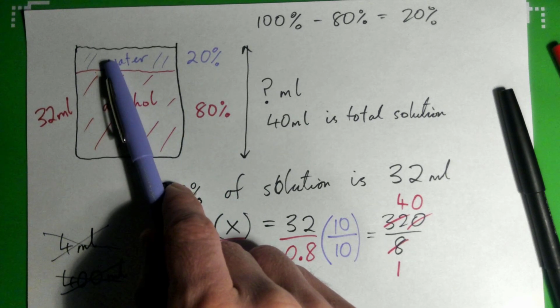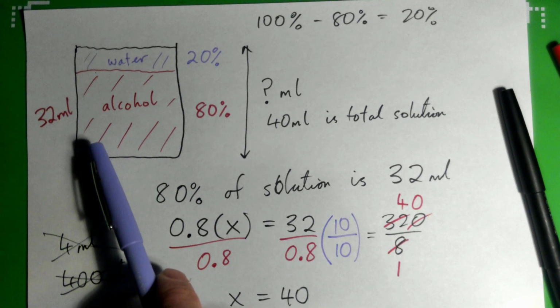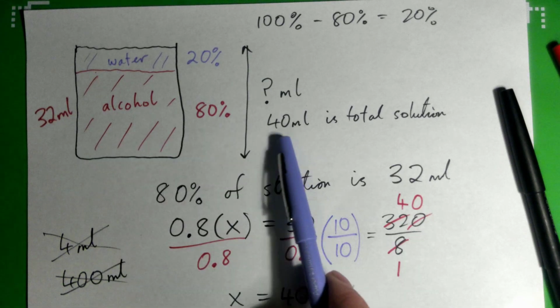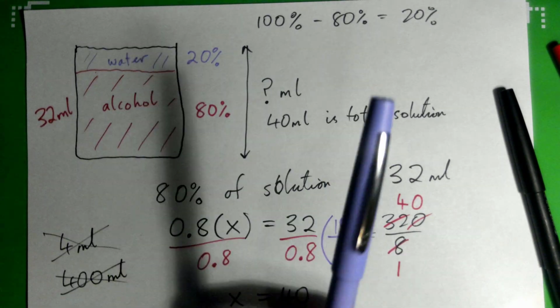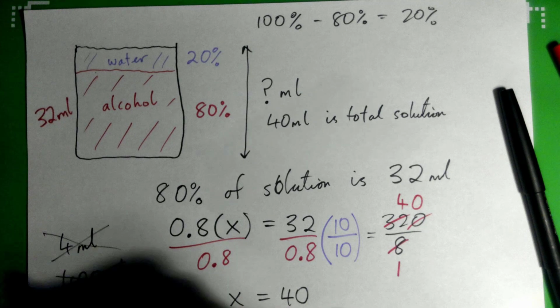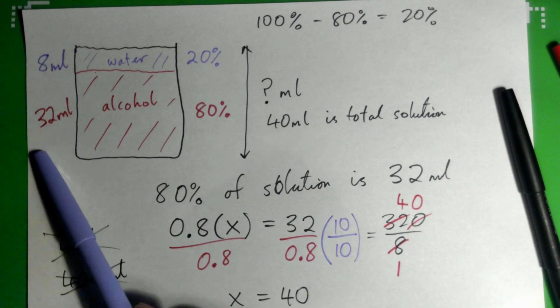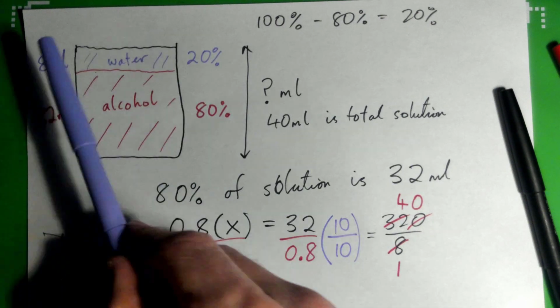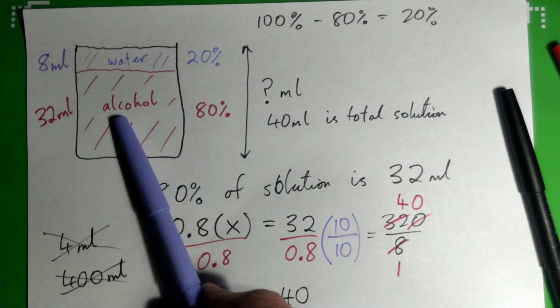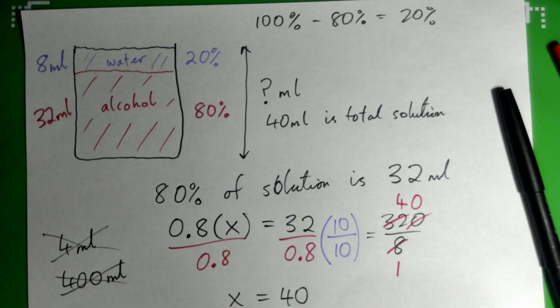Let's see. So what we could do would be 40 minus 32, and that would be what? That'd be 8 milliliters, right? And these add to 40, right? So that makes sense. 8 milliliters of water, 32 of alcohol. This is 20% of the total. That's 80%, right? Perfect.